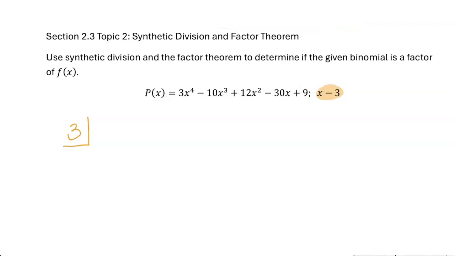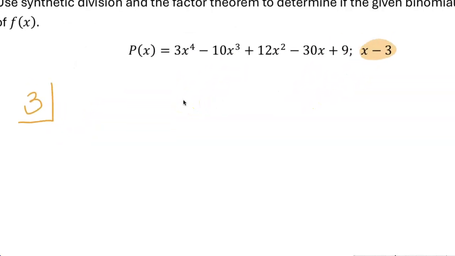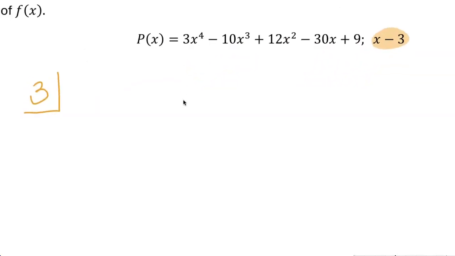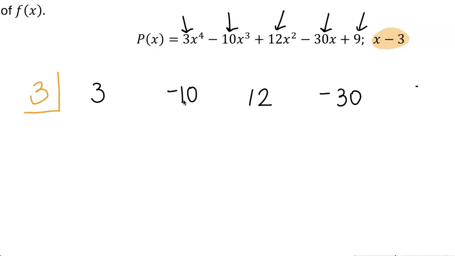Now, outside, we're going to write down all the coefficients of the p of x. P of x is 3x to the 4th power minus 10x cubed plus 12x squared minus 30x plus 9. This is a long 4th degree polynomial. Write down only its coefficients here. So I'm going to write 3 for that leading coefficient. Next is negative 10. Next is 12. Next is negative 30, and the last number that I need is positive 9.